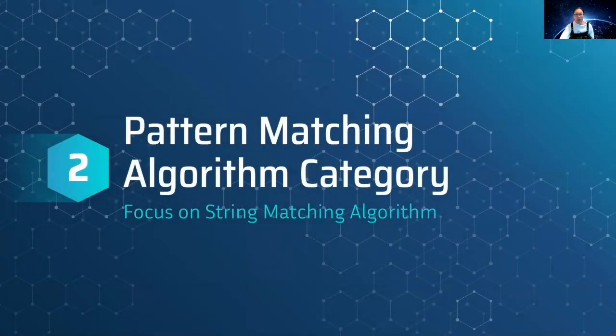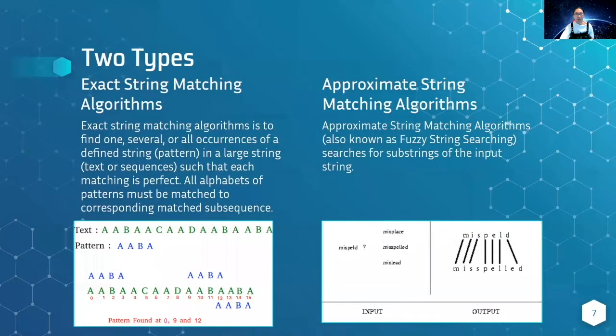Let's talk about the pattern matching algorithm categories. We will focus on string matching algorithms. There are two types of string matching algorithm. One is the exact string matching algorithm. It finds one, several, or all occurrences of a defined string pattern in a large string, text, or sequence such that each match is perfect. All characters of the pattern must be matched to the corresponding text subsequence.